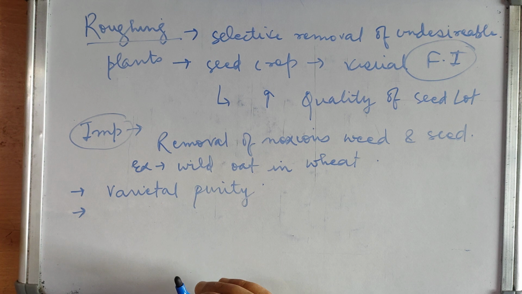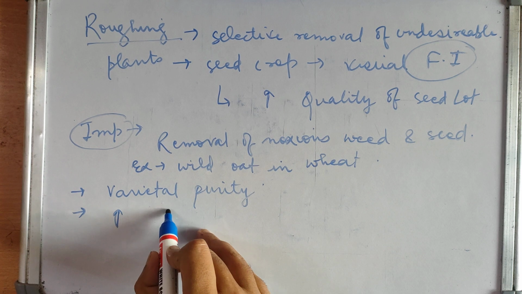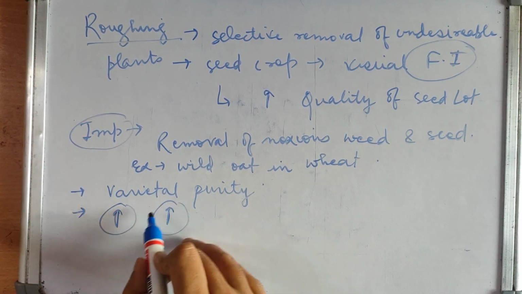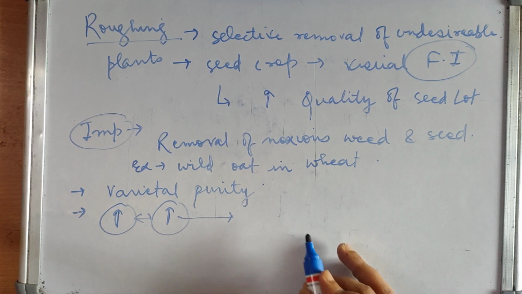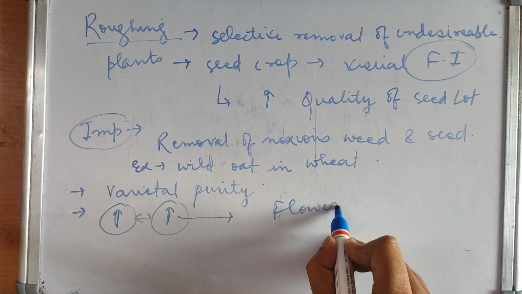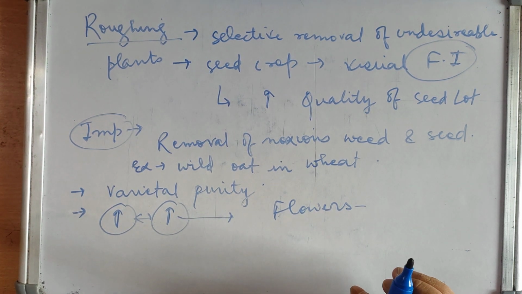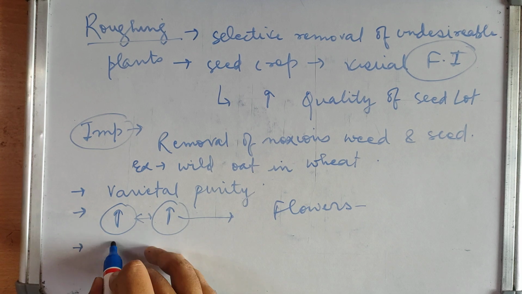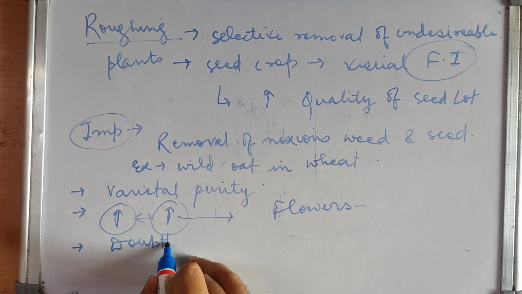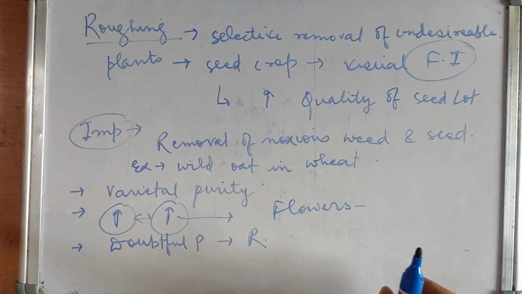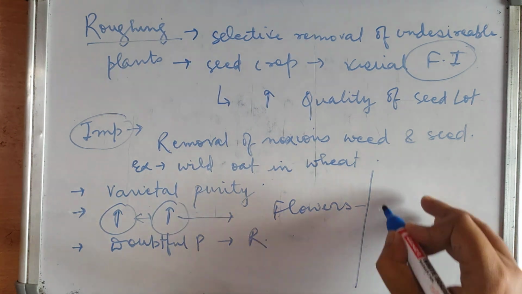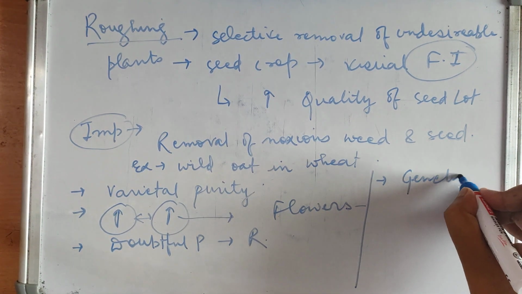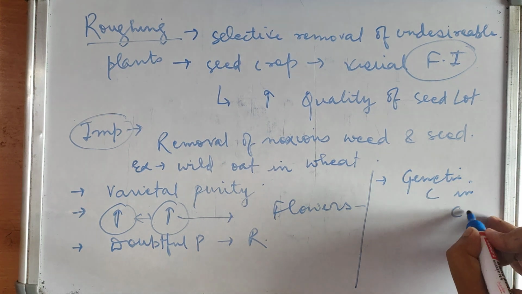Thirdly, if plants are not distinguished, rogueing at flowering stage is done. If the crop seed plant and the weed plant cannot be distinguished, as they are of similar types, then we rogue plants at flowering stage because the flowers are different and we can identify them. Removal of doubtful plants. If there is any plant that is doubtful, it will certainly be removed. Avoid genetic contamination in cross-pollinated crop plants.